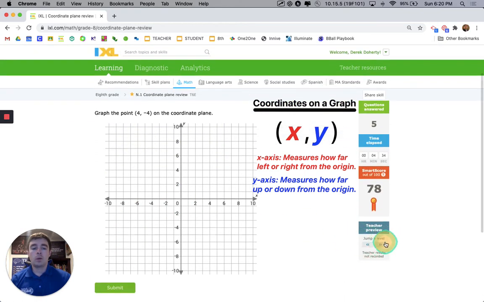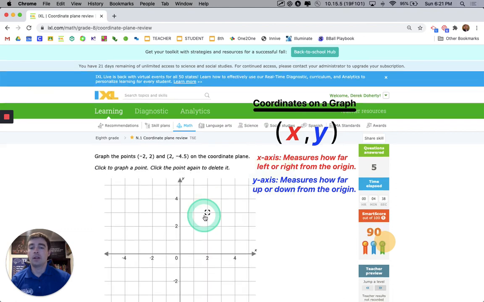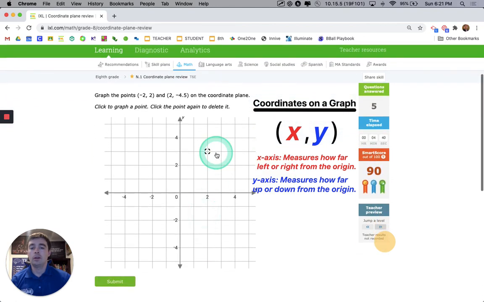And then we'll look at one more, in the challenge zone, the 90 plus points ones, and see how they made that difficult. So it looks like when we get to the 90-point level, they make it difficult by making you plot multiple points and also potentially having you plot some decimals. So we'll look at the first point, and we'll put a red box around it. It says -2 and 2.